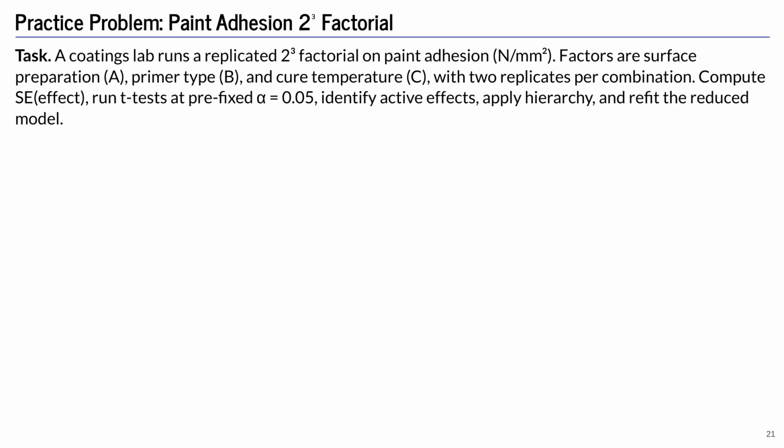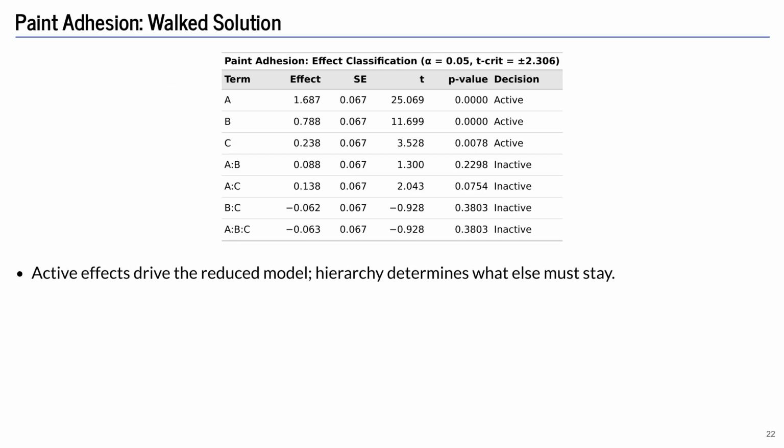Your tasks are compute the standard error of each effect estimate, run t-tests at prefixed alpha equals 0.05, classify each effect as active or inactive, apply the hierarchy principle to determine which terms must be retained, and refit the reduced model. Work through it before moving to the next slide. Here is the walked solution. The standard error for every effect is 0.067 again. A single value applies to all 7 estimates because the design is balanced.